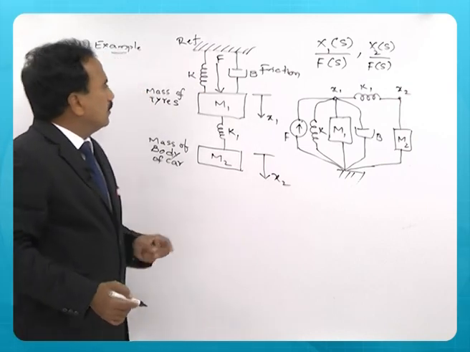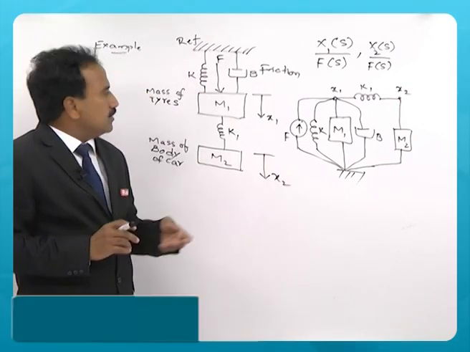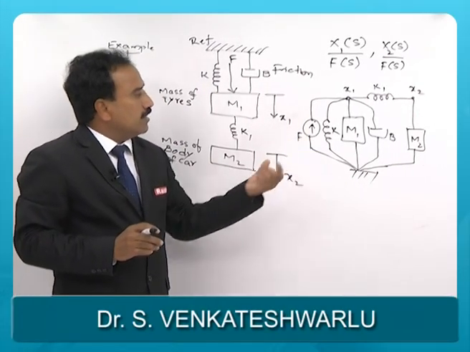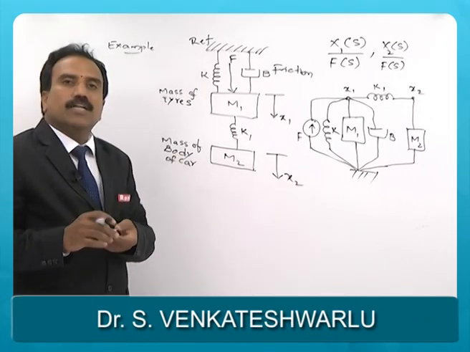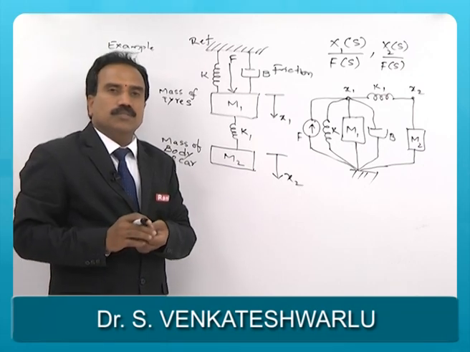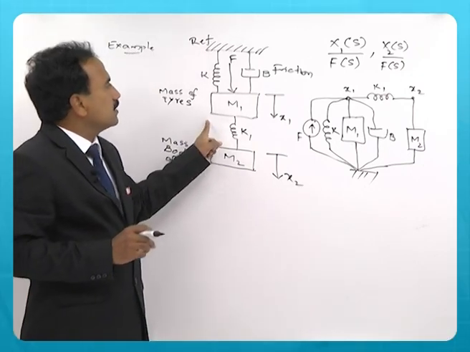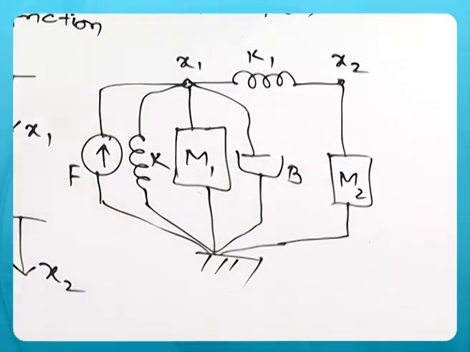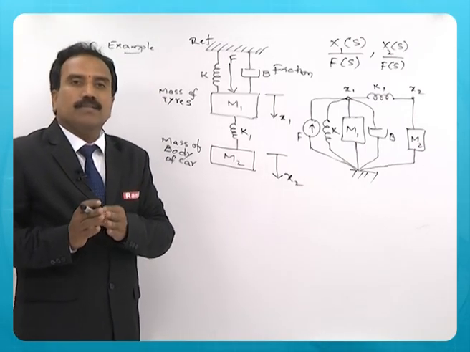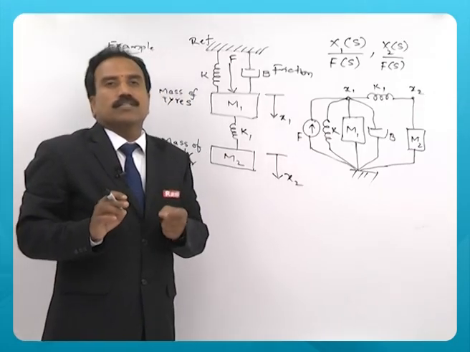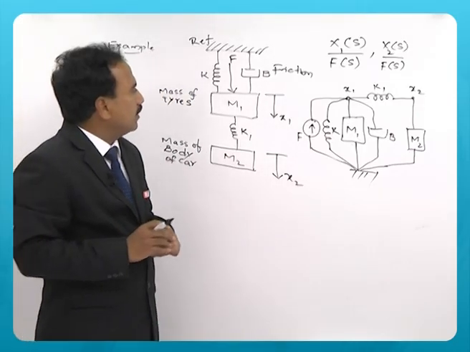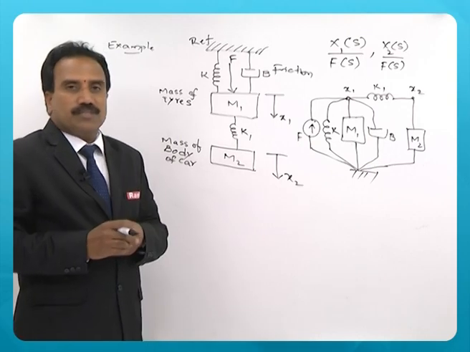This is the way you can redraw the circuit. As you can see now, it looks like an electrical circuit, because we are familiar with electrical or electronic circuits. So, the same mechanical system is being drawn as a mechanical circuit diagram, which has two nodes and every node is associated with some displacement. Now, how to write equations?